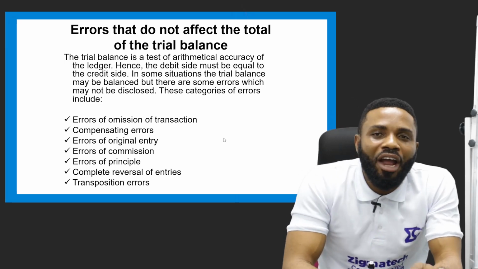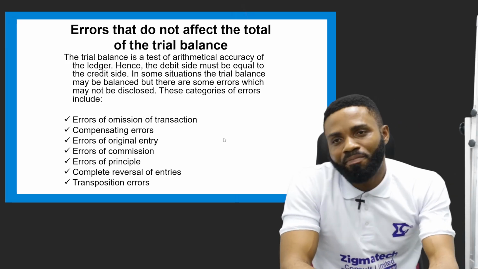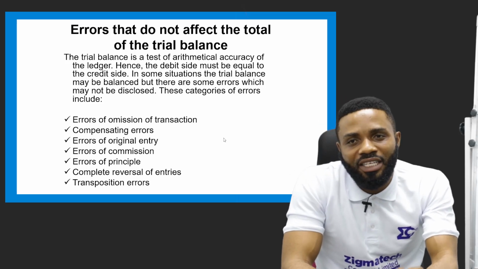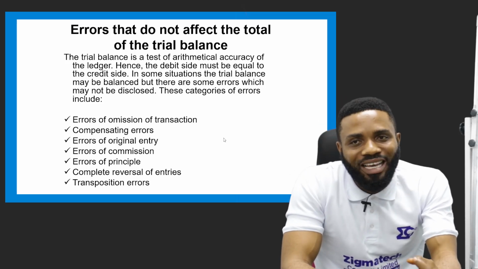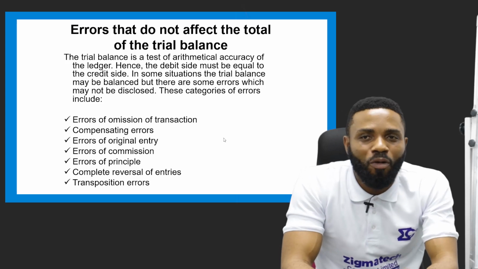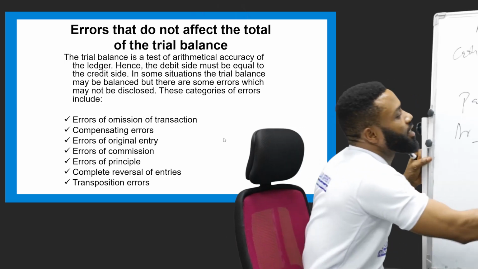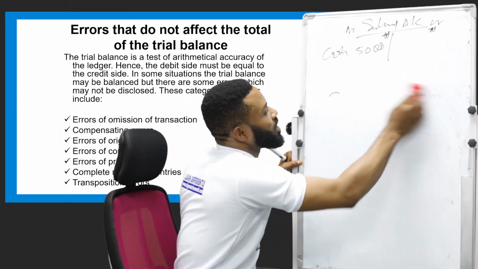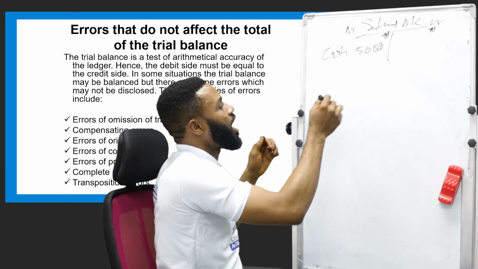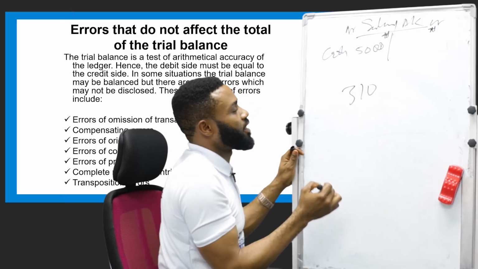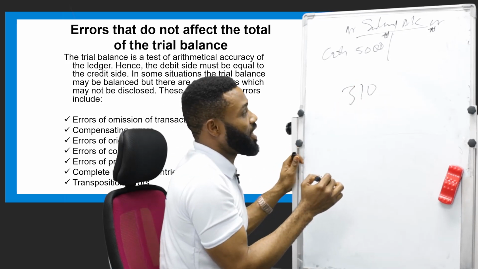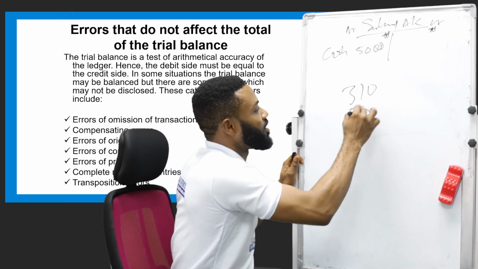Then what we call errors of original entry. Error of original entry is when the figure is compromised. What do I mean by compromise on the figure? A figure that is expected to be written, for instance, you have 310 for a transaction and then you mistakenly write 301.